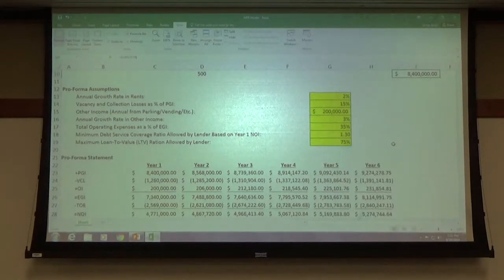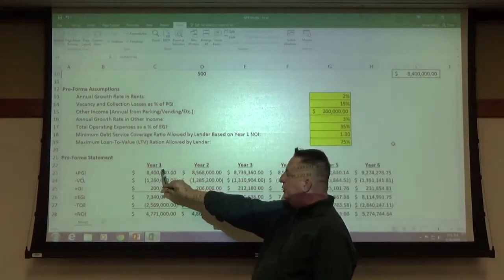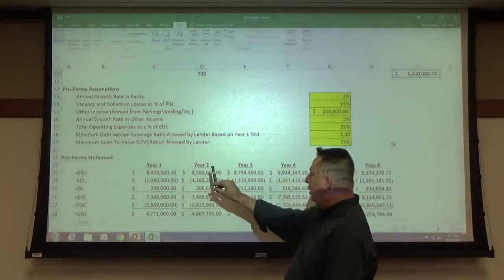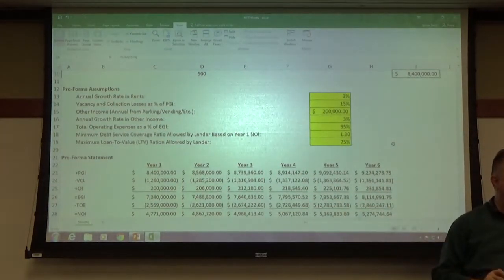In other words, we're not basing the 15% on just the original PGI. We're basing it on whatever that year's total income is. Okay? Everybody cool with that? All right.